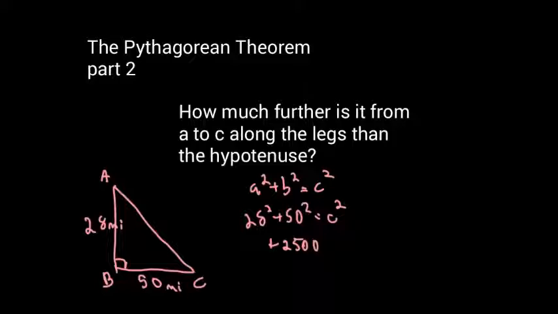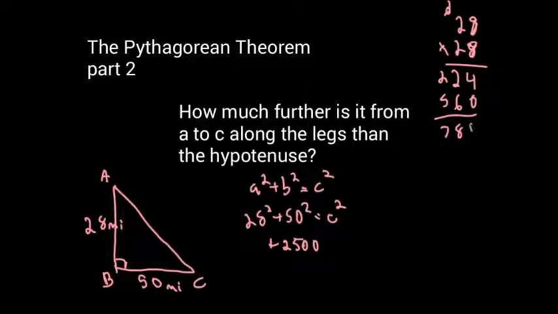Can't do that one in my head, so let's work that out. So 28 times 28. 8 times 8 is 64. 2 times 8 is 16, plus 6 is 22. Then 2 times 8 is 16. 2, 4, 5. So add this up, I'm going to get 784.